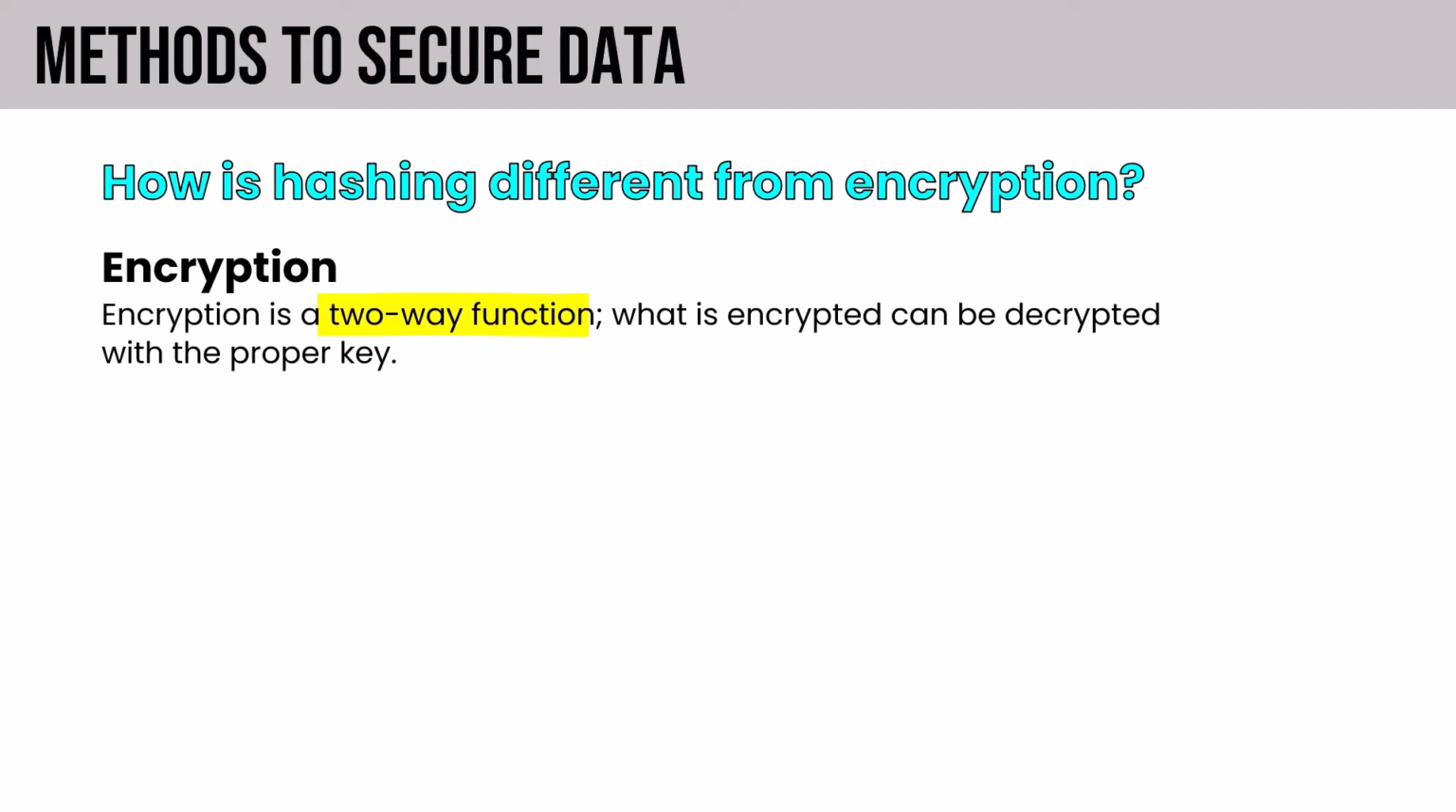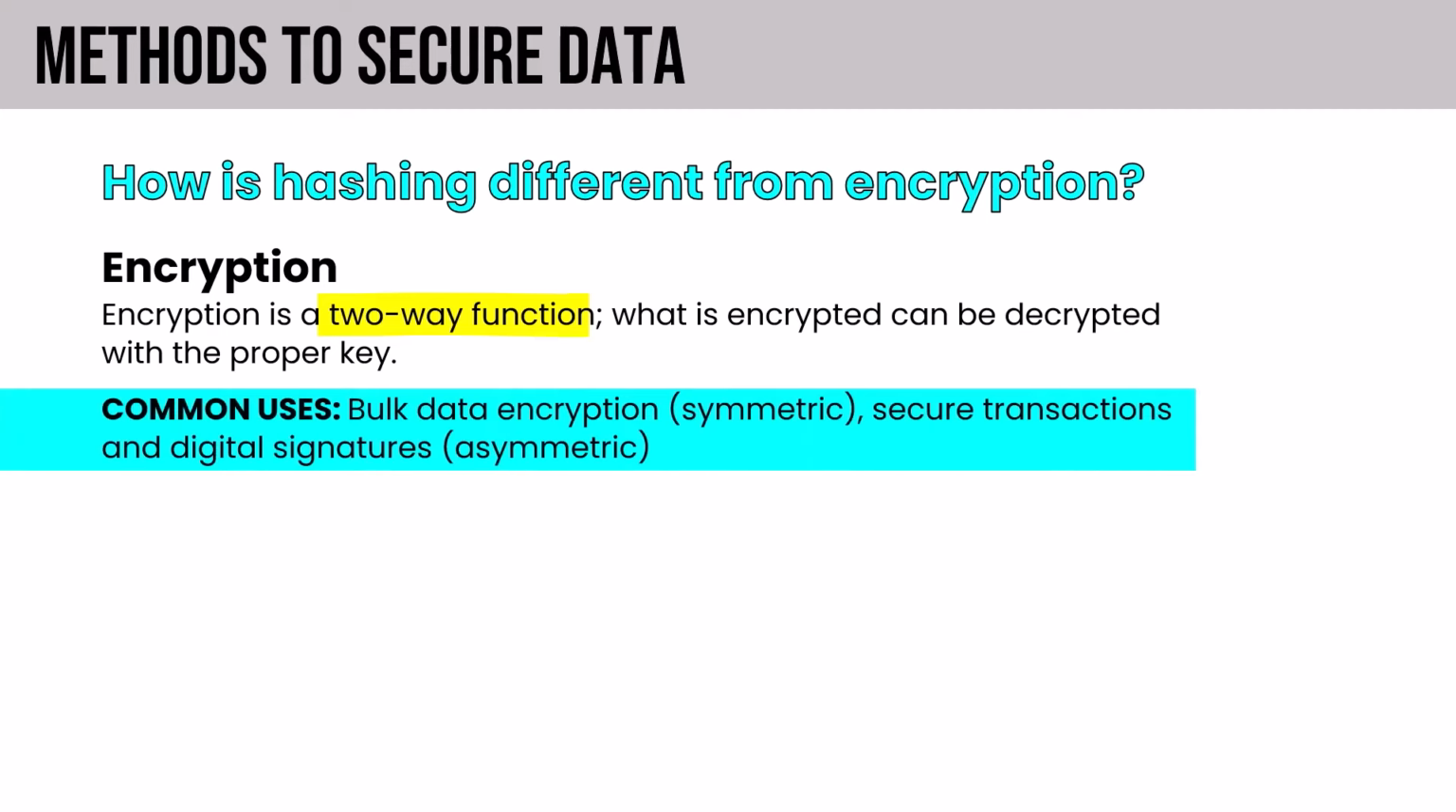So common uses of encryption include bulk data encryption, which is symmetric encryption or shared key, and secure transactions and digital signatures use asymmetric encryption, which involves a public key and a private key. And we'll get deeper into encryption elsewhere in this series, but that's the high level.